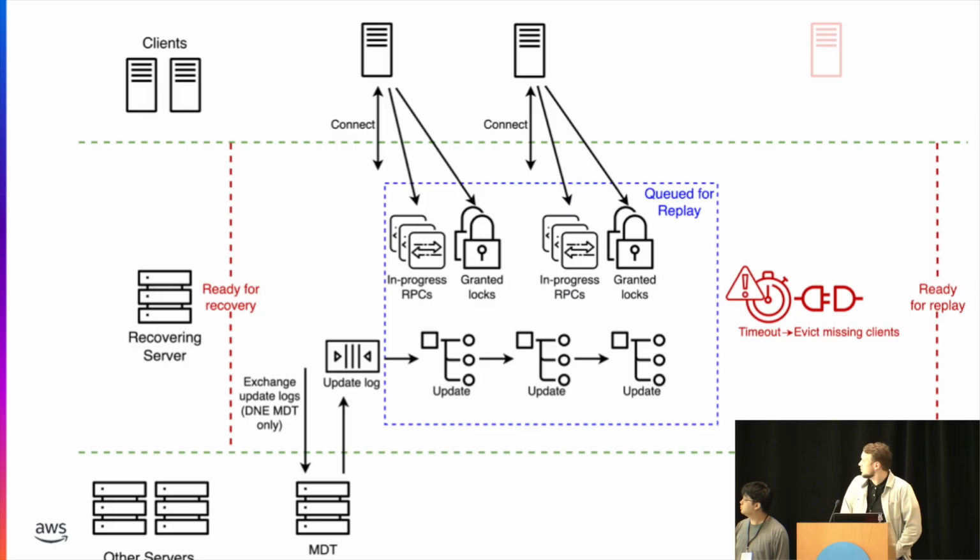So yeah, just a diagram of this process. One thing you might notice is that we've got the red client here. So if clients can't make it back during recovery, then the server will evict those clients to make sure that they don't have any dirty data that we aren't going to be able to replay in recovery, and then move on to the rest of recovery with the remaining clients.